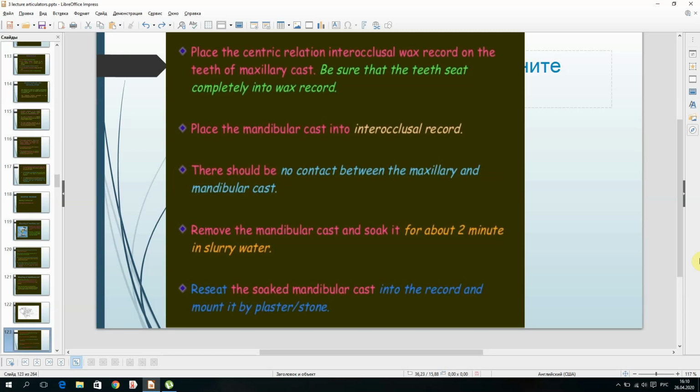Place the mandibular cast into the interocclusal record. There should be no contact between the maxillary and mandibular casts. Remove the mandibular cast and soak it for about 2 minutes in slurry water. Reseat the soaked mandibular cast into the record and mount it back with plaster stone.